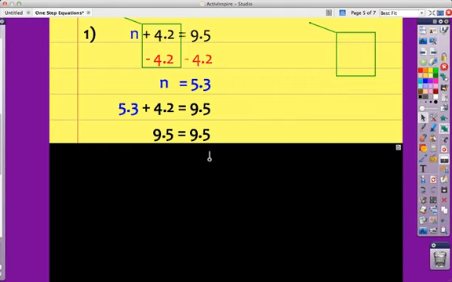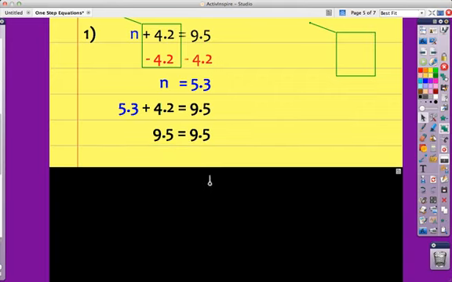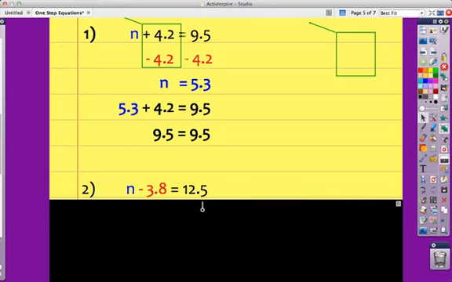So 5.3 plus 4.2 is indeed 9.5. Now one quick thing, moving on to number 2, you'll notice that there's an empty space here. Leave a line so that we can have space between our work. Number 2 is n minus 3.8 equals 12.5.